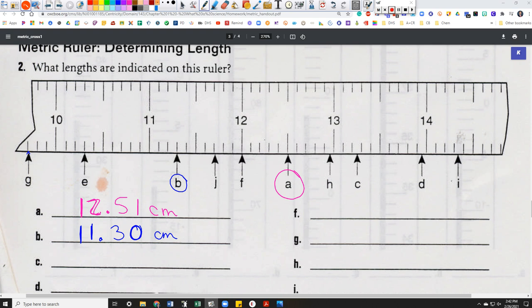Okay. 11.72. Anybody put 7.1? That's okay. Very good. All right, flip it over.